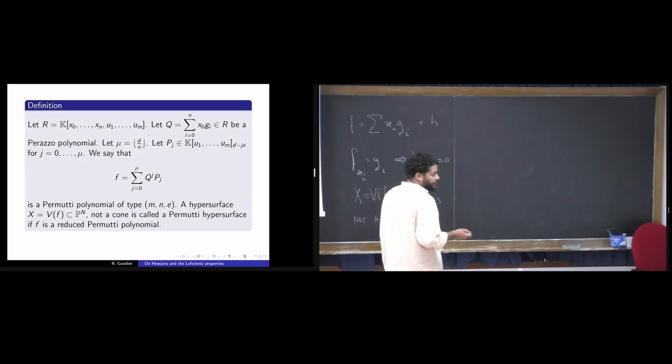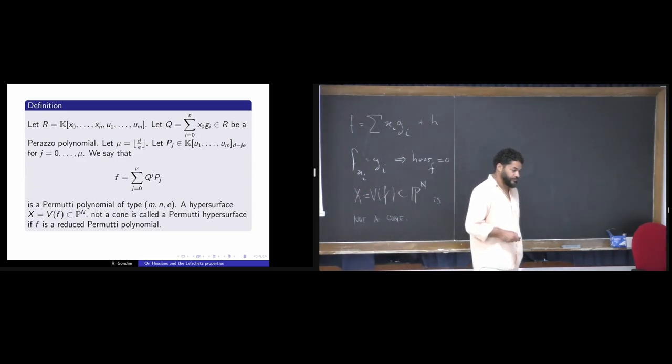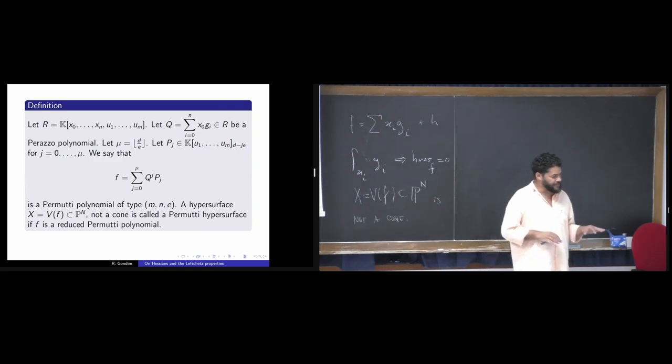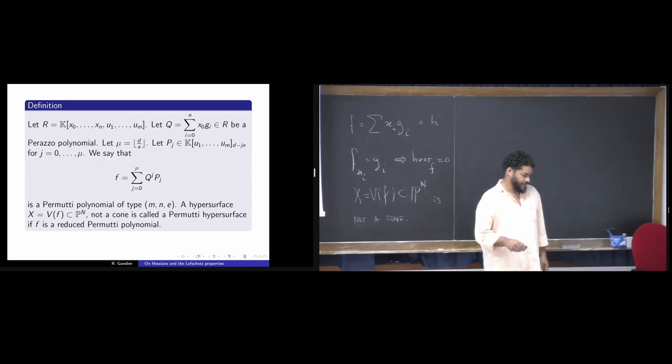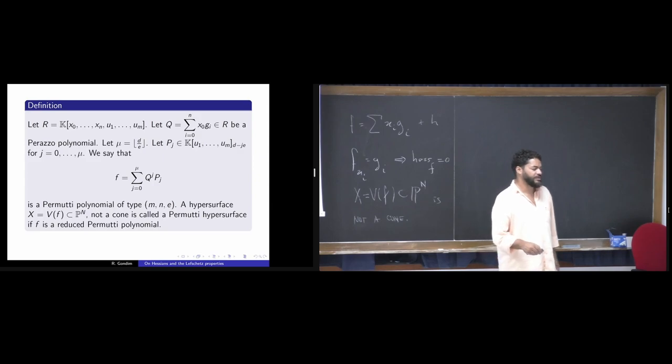We take R in the same way, a polynomial ring with separated variables, the variables x from 0 to n, and the variables u from 1 to n. And let q be a Perazzo form, a Perazzo polynomial. And take forms of the right degree in order to construct F, a homogeneous polynomial, taking powers of the Perazzo polynomial.